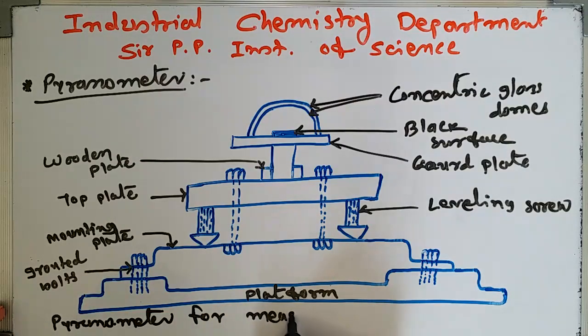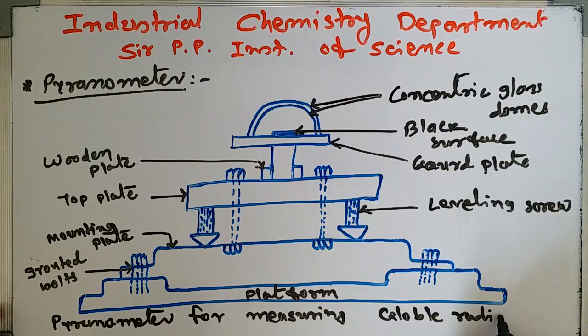This is the pyranometer for measuring global radiation. So this is the diagram of the pyranometer for global radiation, and we discussed the types of radiation. When the sum of beam radiation and diffuse radiation is calculated, it is known as global radiation.